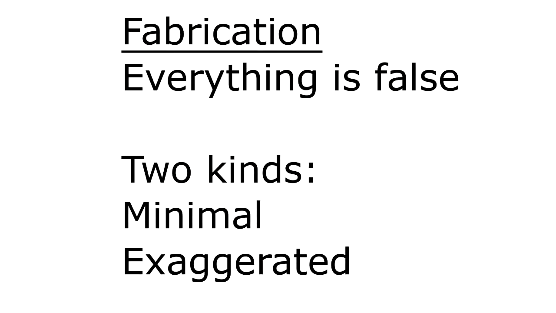Now, the first one is called fabrication. Fabrication lies is where everything's a lie. Everything this person said was false. And there's two major kinds. There's minimal and there's exaggerated. I'm sure you can make a third case, but we're just dealing with the simplicity here. So the minimal lie, again, you don't know it's a lie until much later in the story, if at all, are primarily used to show the motive or the character of the person using them.